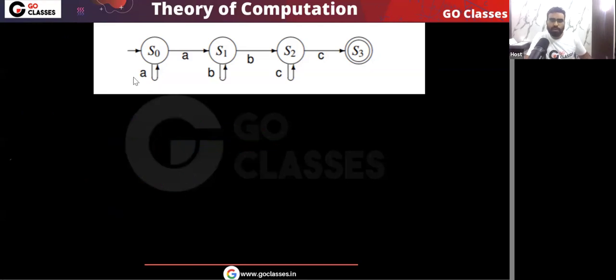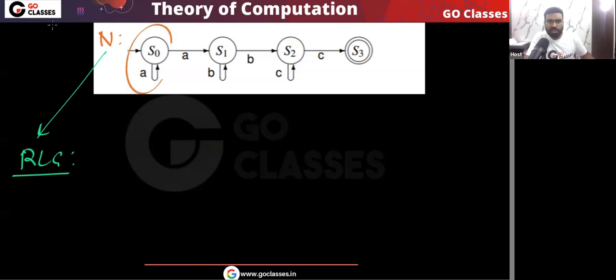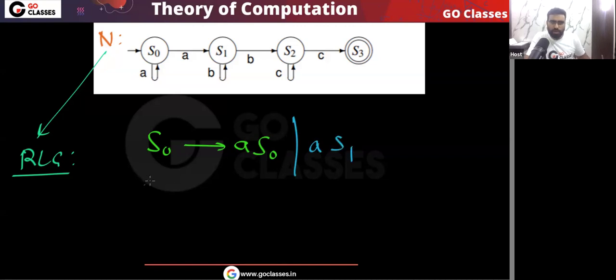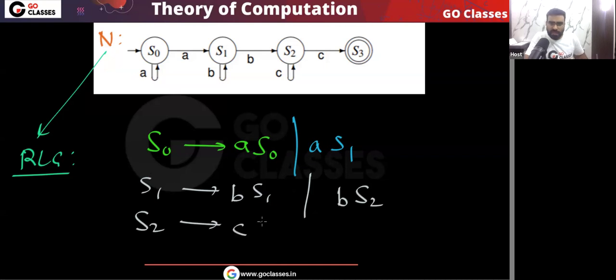But in the GATE exam, for this NFA, they can ask you in the options what the right linear grammar is. So tell me, what will be the right linear grammar for this NFA? That is very simple. Your start state will become the start variable, so your start variable will be S0. S0 on a goes to S0, and also on a goes to S1. From S1 on b we go to S1, and on b we also go to S2. From S2 on c we go to S2, and also on c we go to S3.